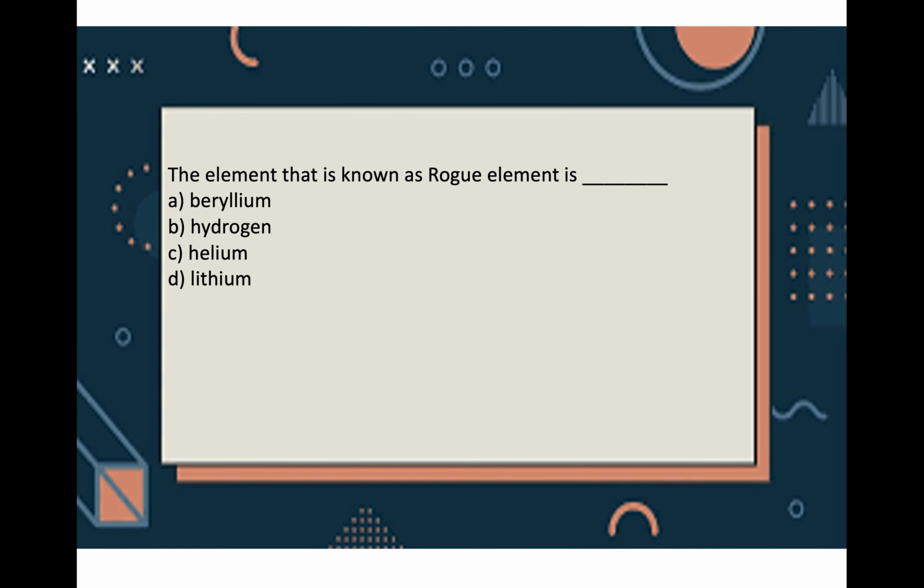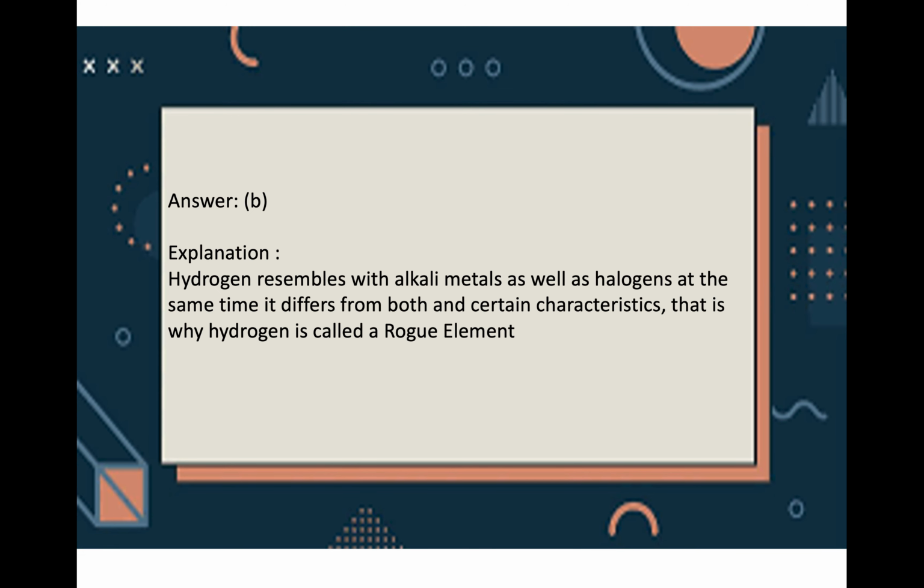The first question for today is the element that is known as rogue element. The choices are A. Beryllium, B. Hydrogen, C. Helium and D. Lithium. Answer is B. Hydrogen. That is, along with the alkali metals, hydrogen is placed in the first position in the periodic table, and also it behaves like halogens. At the same time, it differs from these first group elements as well as halogens in certain properties. So, we call hydrogen a rogue element.